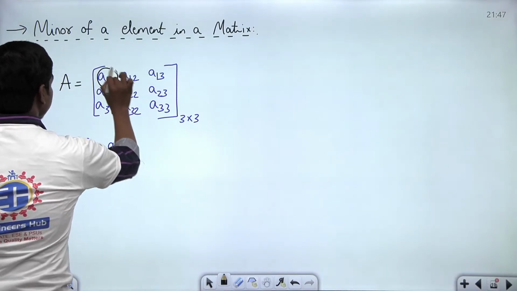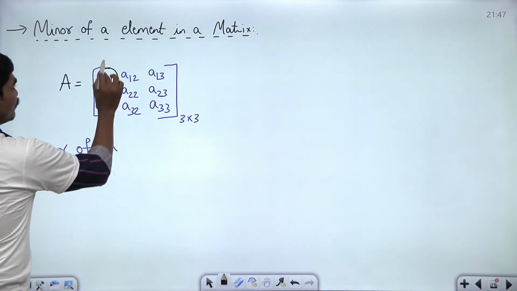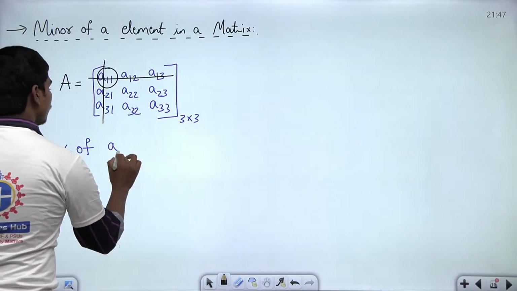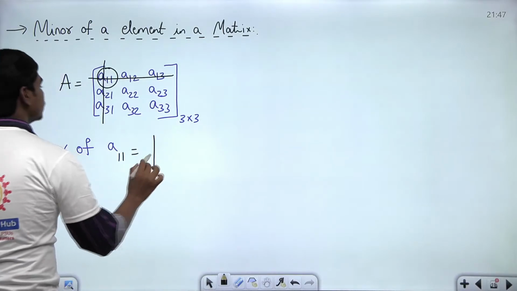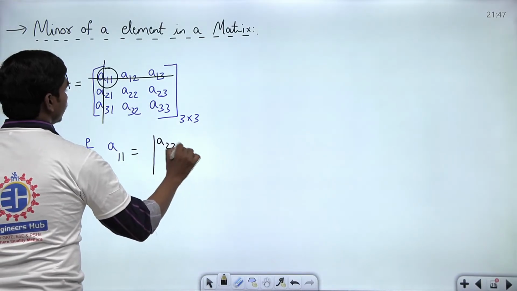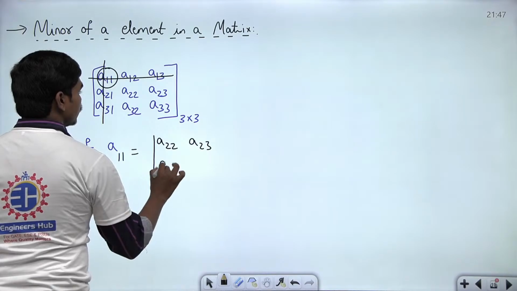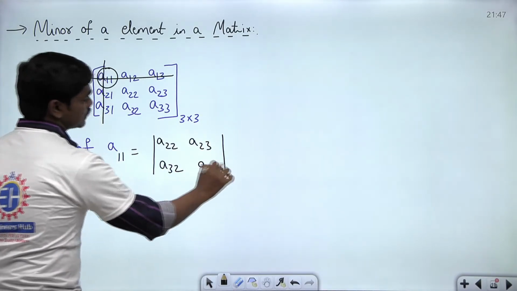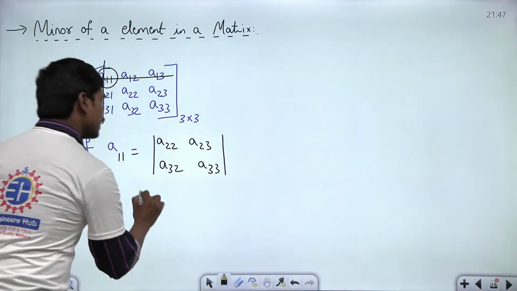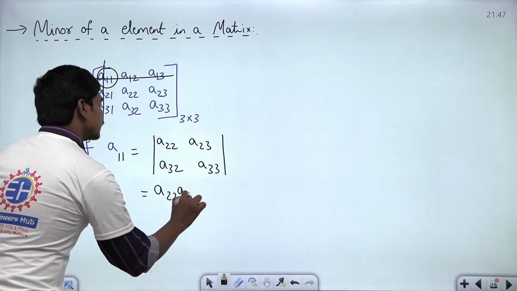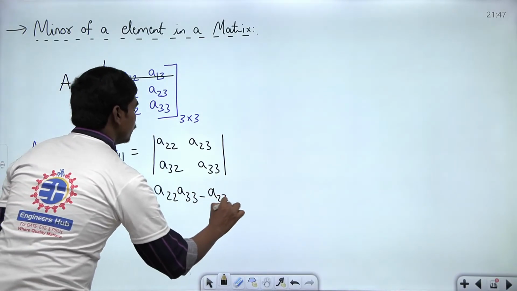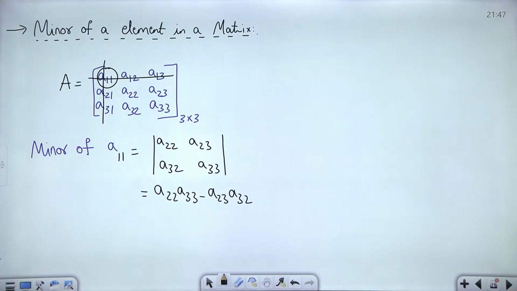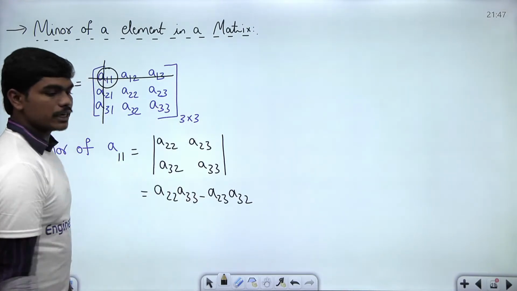This element is A11, correct? So if you delete this column and this row from this matrix, you will be having a sub matrix, and that sub matrix is A22, A23, A32 and of course A33. The determinant of this matrix, meaning if you calculate the value A22 A33 minus A23 A32, this value is nothing but the minor of A11. Okay, A22 A33 minus A23 into A32.